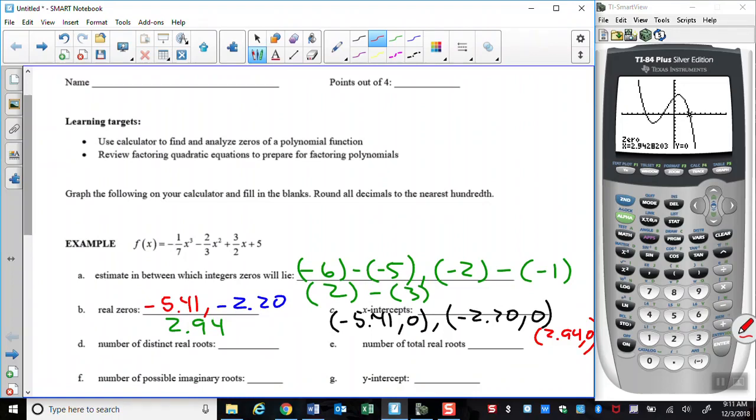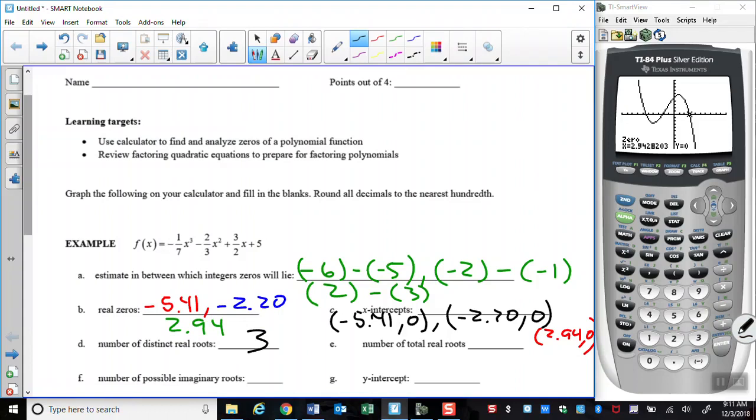So, number of distinct real roots. Again, all this is really asking is how many x-intercepts are there? How many x-intercepts are there? There are 3. Okay. Total number of real roots.